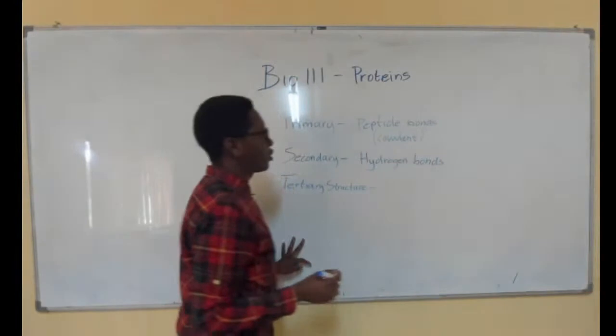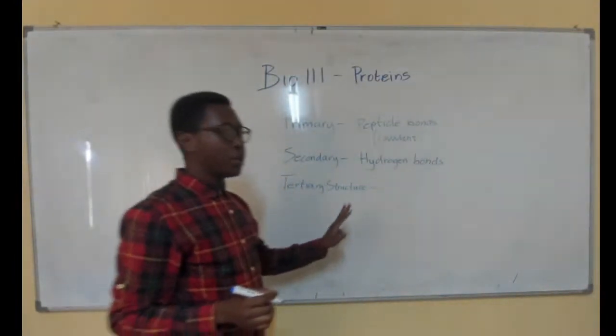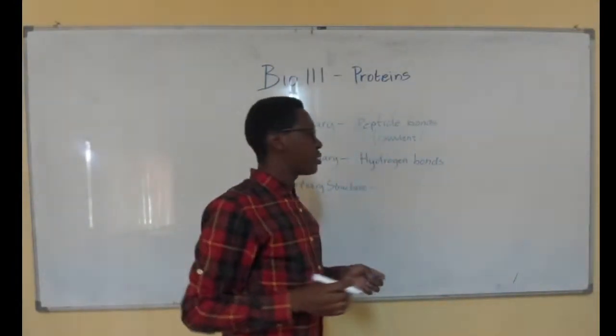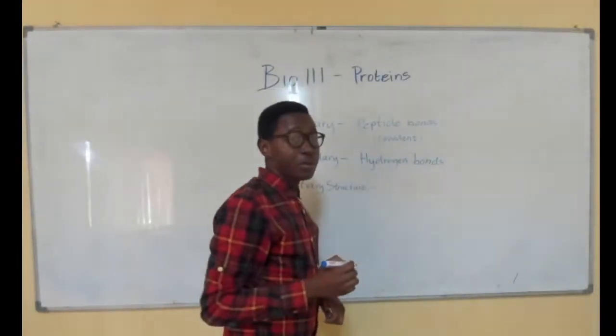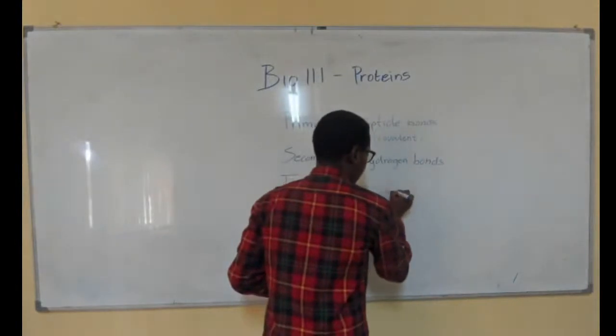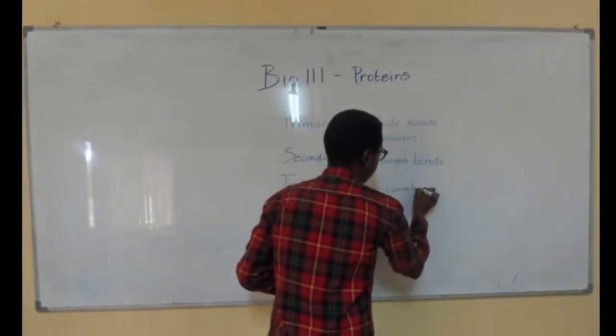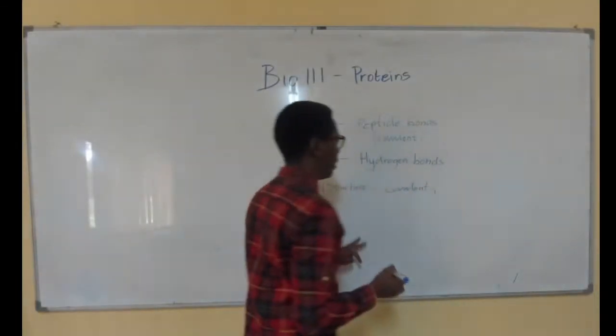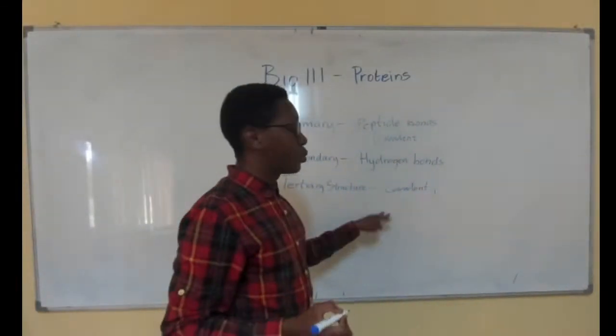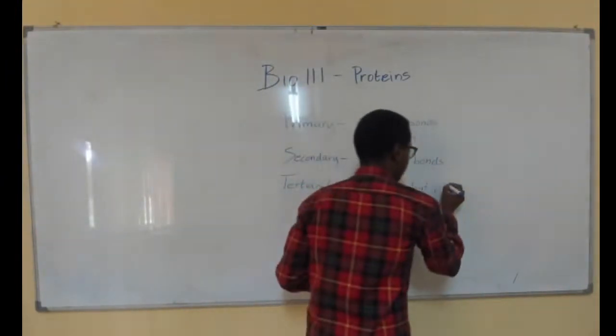for the tertiary structure, first of all, we know that the individual amino acids are connected by peptide bonds, which are covalent bonds. So here we have covalent bonds. Then, apart from covalent bonds, we also have hydrogen bonds.